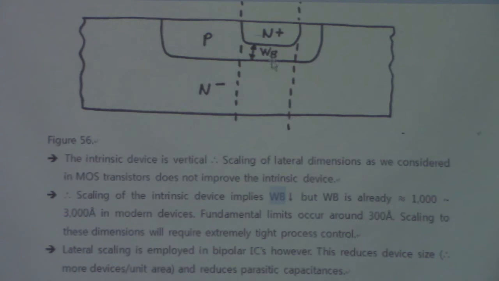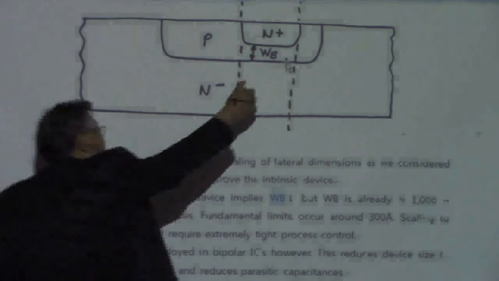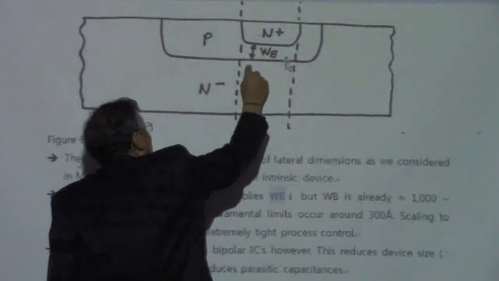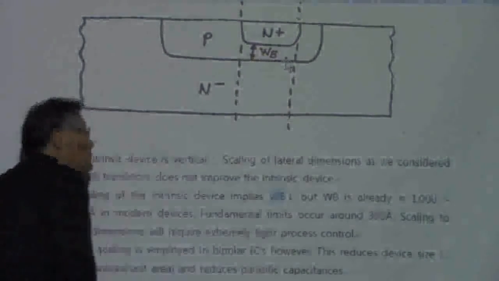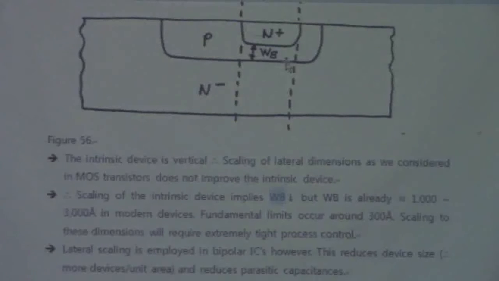This is the base width, okay? The emitter edge and then base collector edge. This is the width of the base. And that width is as important as the gate length in the MOS transistors. That determines the device gains and everything.